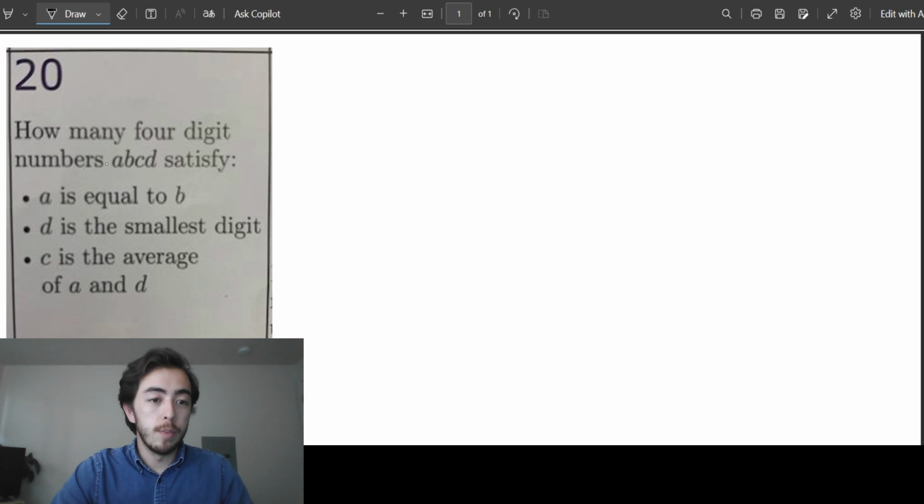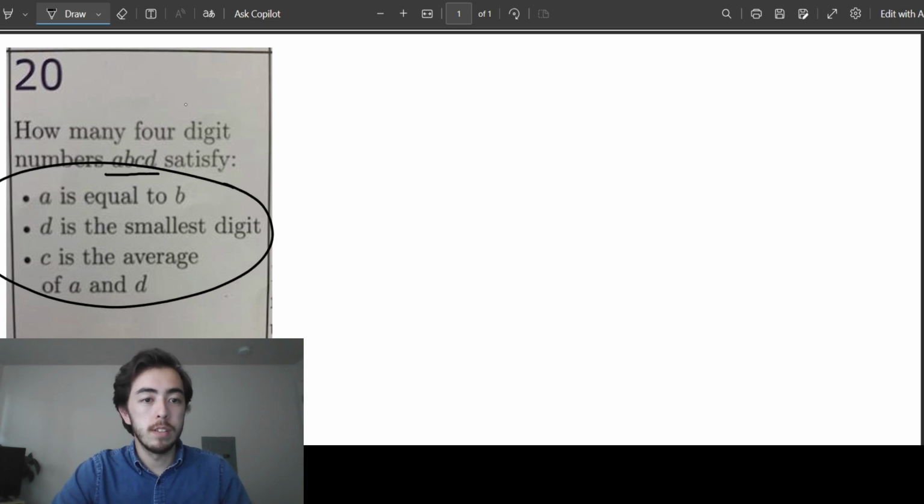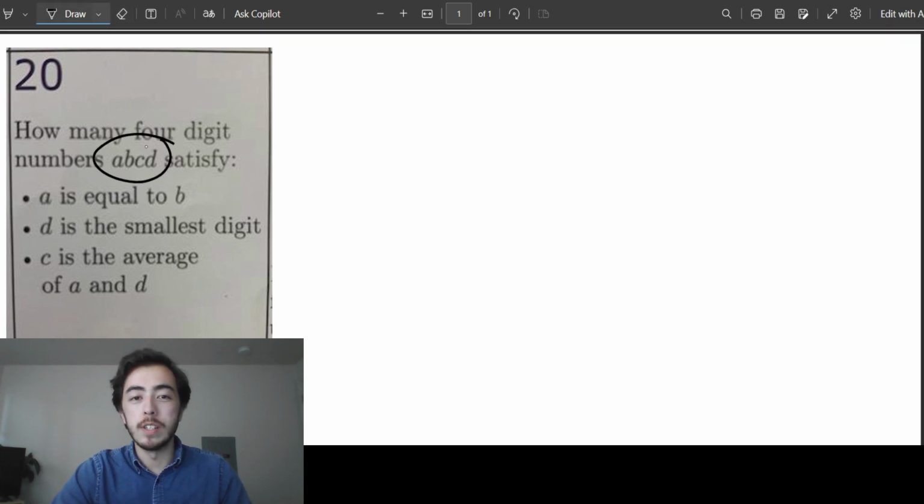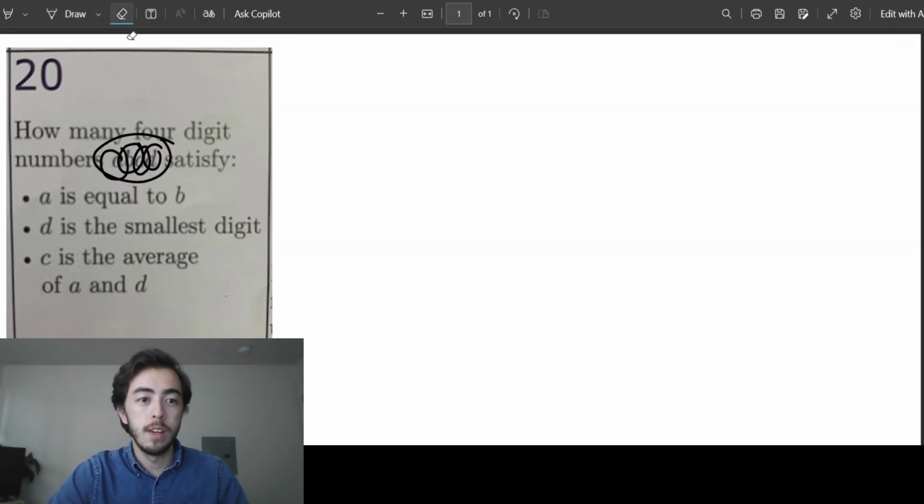How many four-digit numbers ABCD satisfy the following conditions? And I'm assuming here A, B, C, D, each of these are the digits. So we're not considering this as being multiplied. It just means like this A right here is the number for the thousands digit. B is how many hundreds we have. C is how many tens, and D is how many ones.